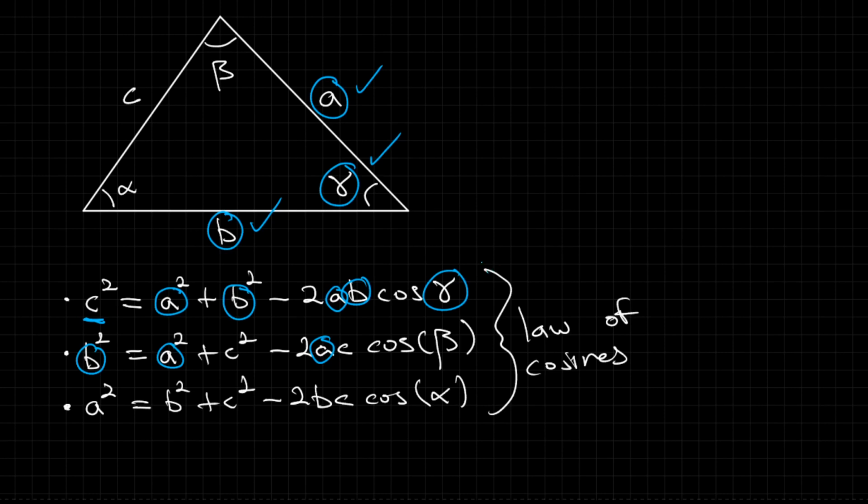Additionally, in the third equation, we can't use that yet either because, again, we know A and B, but we don't know C, and we don't know alpha. So there are two things unknown in those second and third equations. However, once we use the first equation to figure out what C is, we will be able to use those second and third equations to figure out beta and alpha. Let's see what this looks like in an actual example.